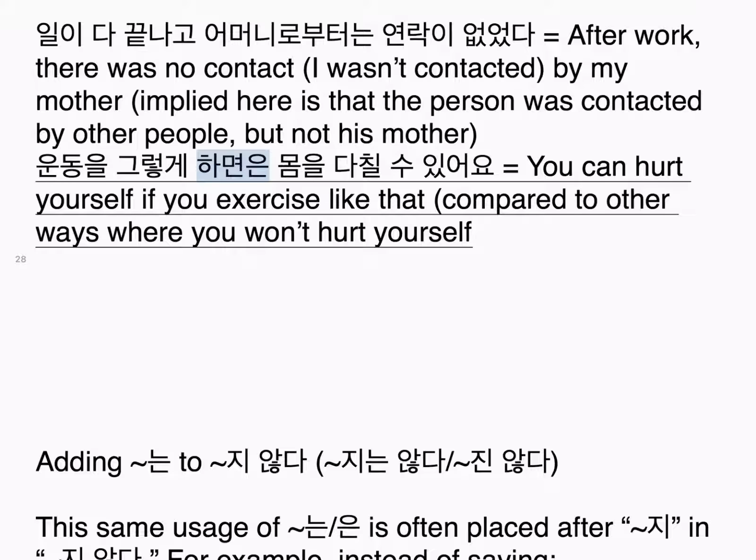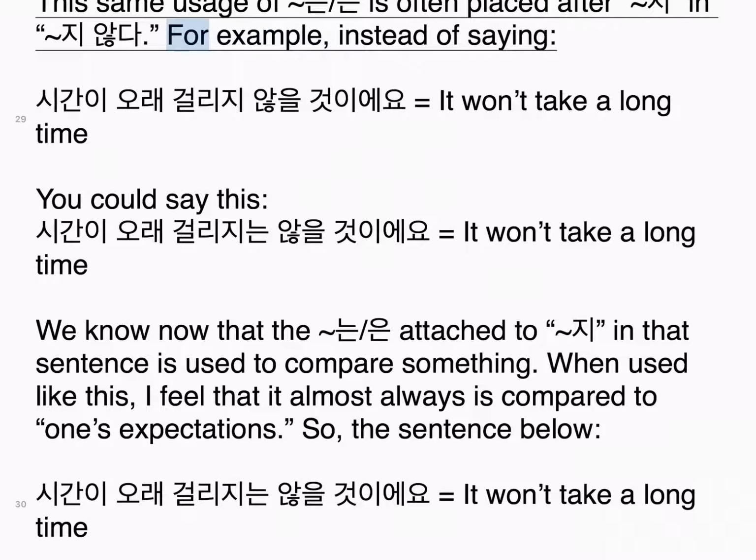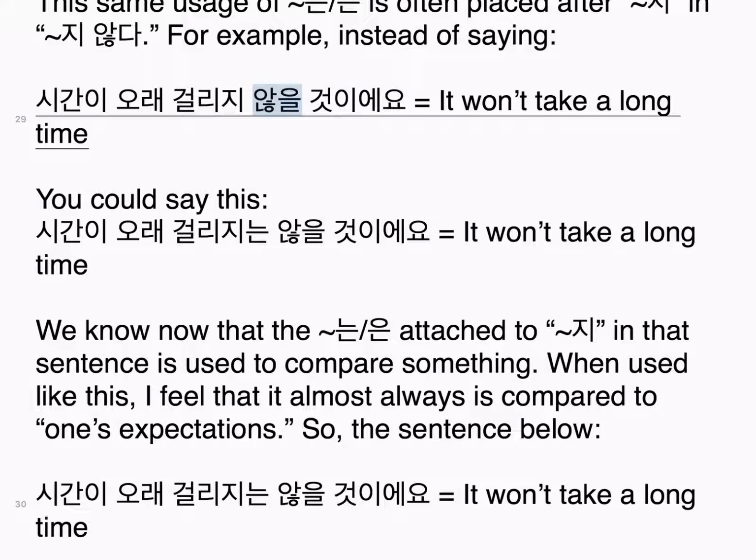운동을 그렇게 하면은 몸을 다칠 수 있어요. You can hurt yourself if you exercise like that, compared to other ways where you won't hurt yourself. Adding 는 to 지 않다: 지는 않다, 진 않다. This same usage of 는 is often placed after 지 in 지 않다. For example, instead of saying, 시간이 오래 걸리지 않을 것이에요, it won't take a long time, you could say this.